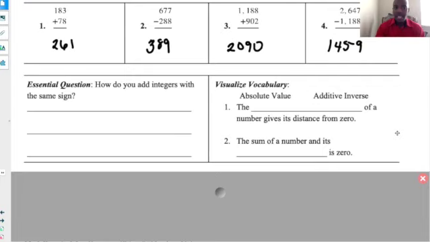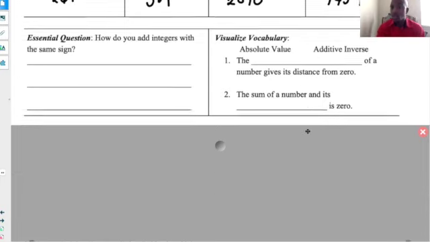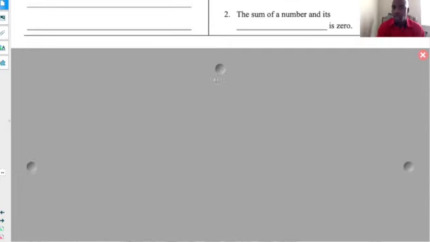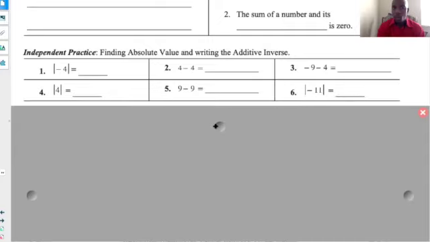So let's look at independent practice 1, which is something I want you to do right now, right? What is the absolute value of -4? The absolute value of 4, -9, and 9, and -11. I'm actually going to write these in a couple different ways.